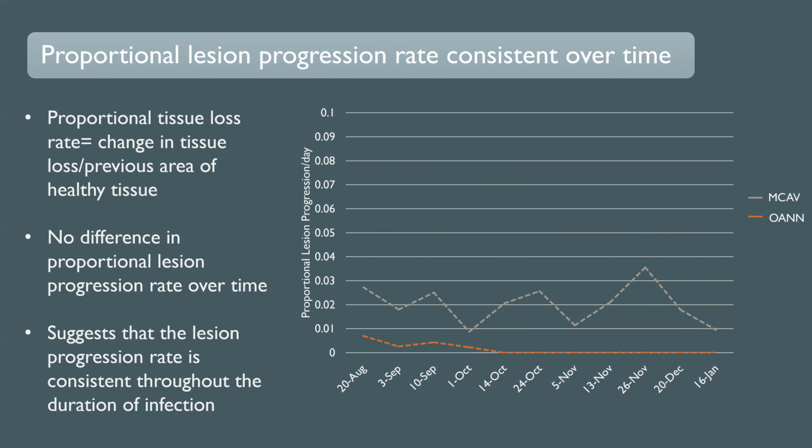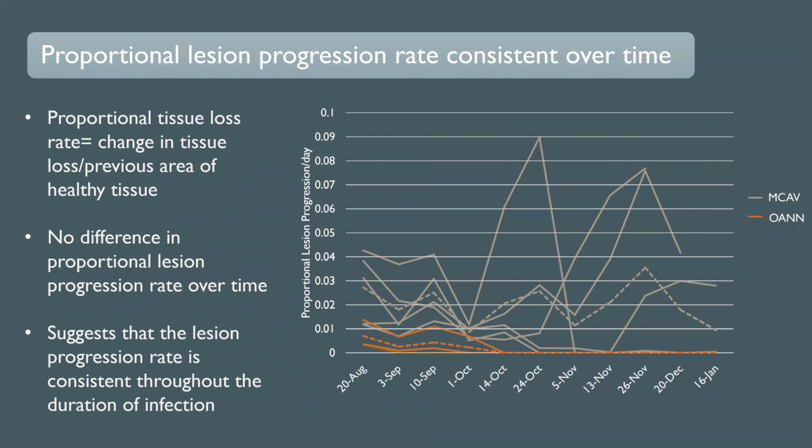We also analyzed the proportional lesion progression rates for these 2 species for the full duration of the monitoring, and found that there was no difference in the proportional lesion progression rates over time, nor between the 2 species, suggesting that the lesion progression rate, again, is consistent throughout the duration of the infection, which doesn't match what we were just looking at with the absolute lesion progression rates.